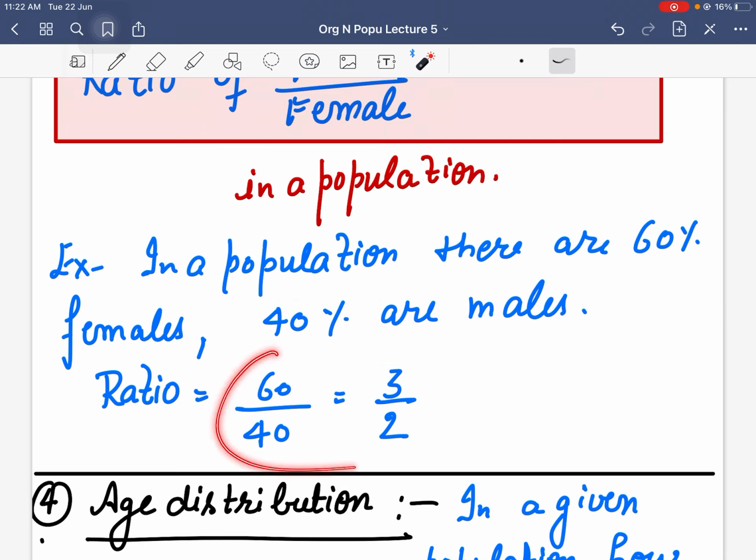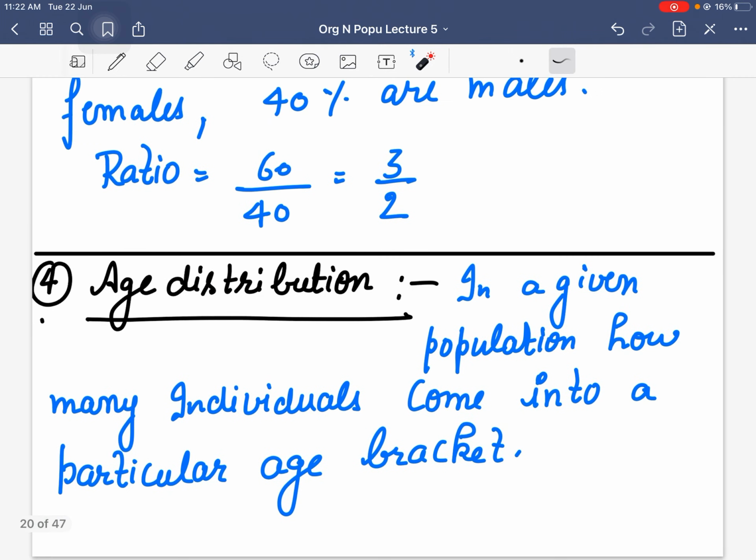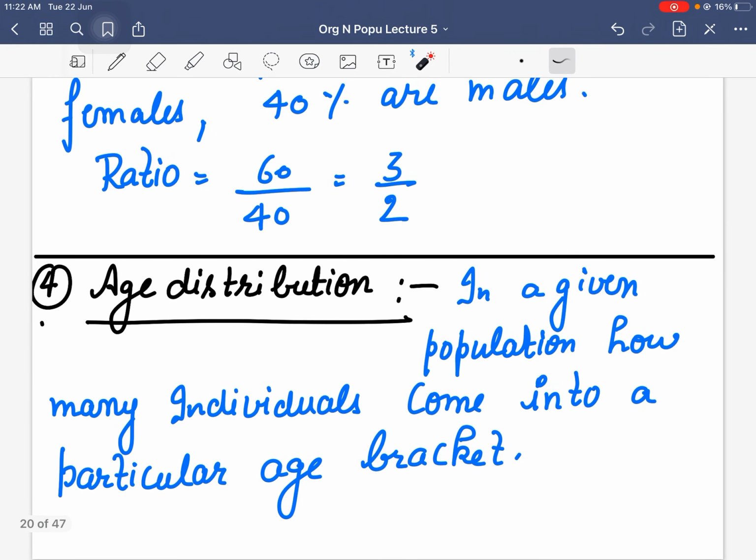So the ratio will be 60 by 40, that will be 3:2, right? That will be the sex ratio. The last factor, which is the last population attribute, is age distribution. In a given population, how many individuals come into a particular age bracket.